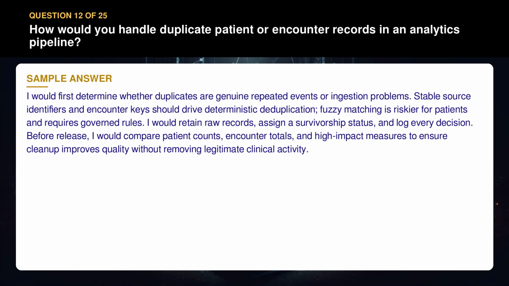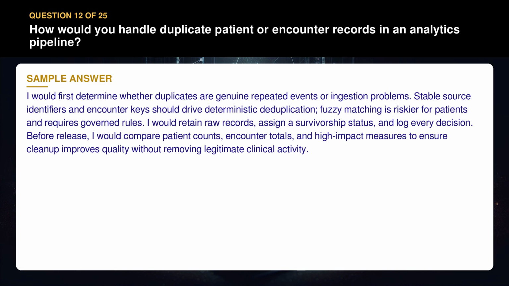I would first determine whether duplicates are genuine repeated events or ingestion problems. Stable source identifiers and encounter keys should drive deterministic deduplication. Fuzzy matching is riskier for patients and requires governed rules. I would retain raw records, assign a survivorship status, and log every decision. Before release, I would compare patient counts, encounter totals, and high-impact measures to ensure cleanup improves quality without removing legitimate clinical activity.